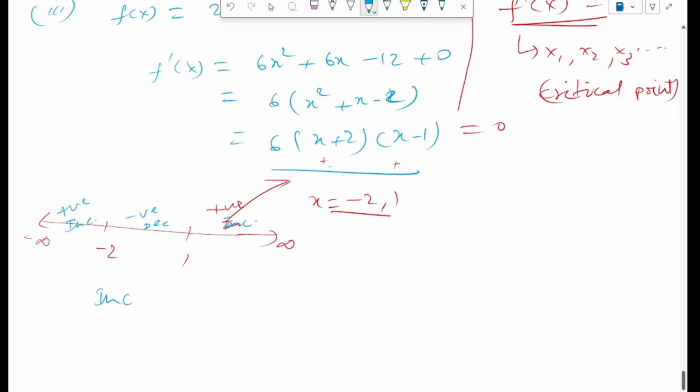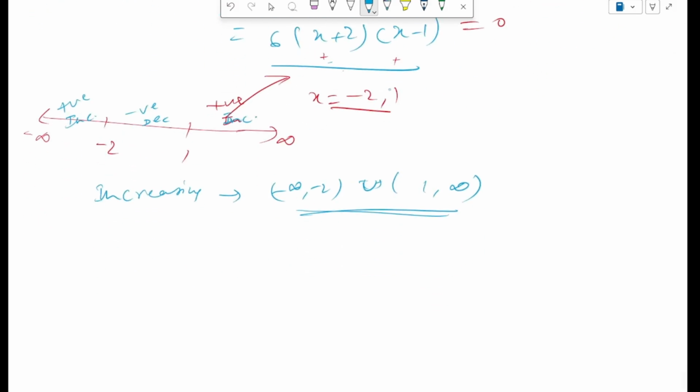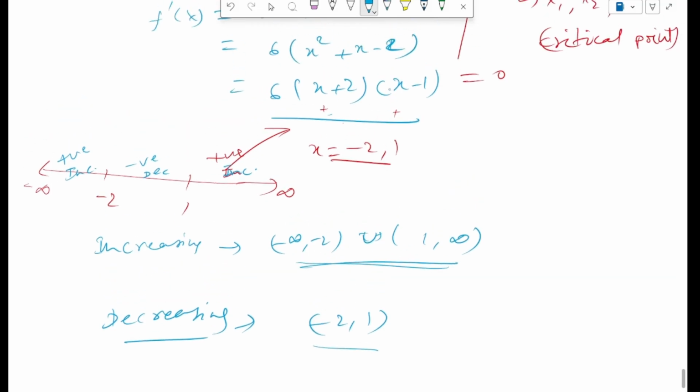First, let me write the intervals where things are happening. Increasing in the interval minus infinity to minus 2, and then union, meaning some more intervals are included, union 1 to infinity. In this region the function is increasing, and decreasing in the region minus 2 to 1. Now these are the intervals that we figured out by plotting this number line.